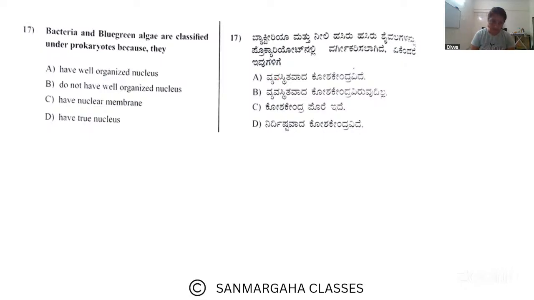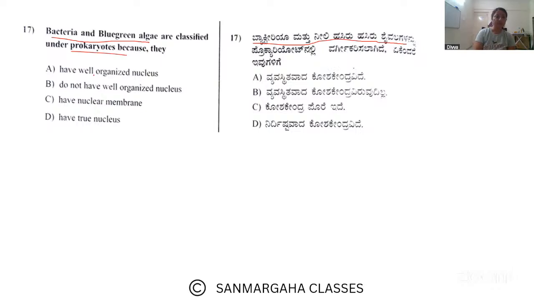Coming to the next question, bacteria and blue green algae. So make a note of it. Bacteria and blue green algae are classified under prokaryotes. Because, what is the reason behind classifying bacteria and blue green algae under prokaryotes?